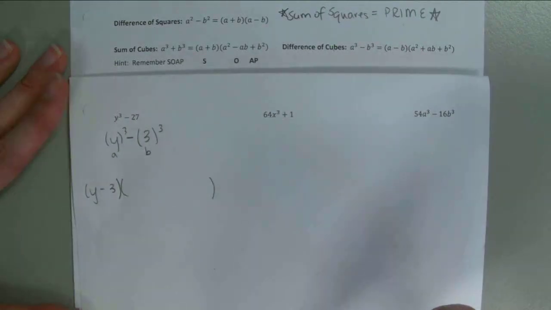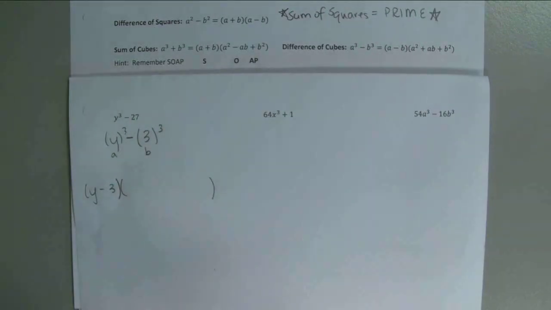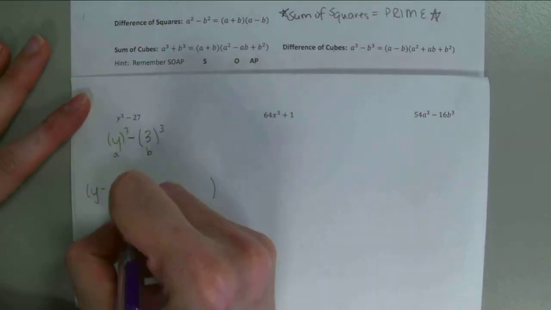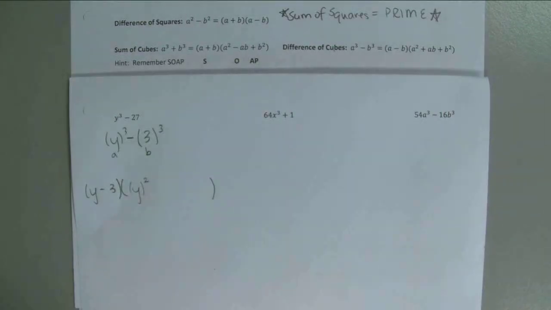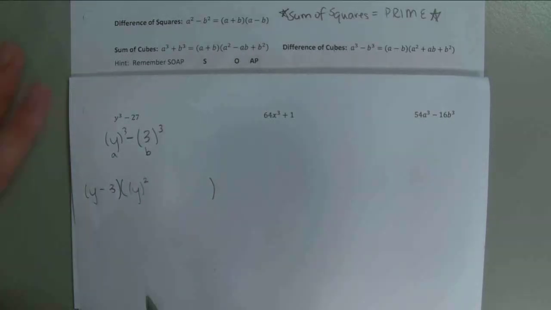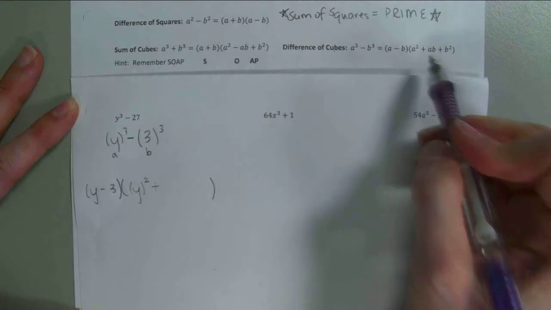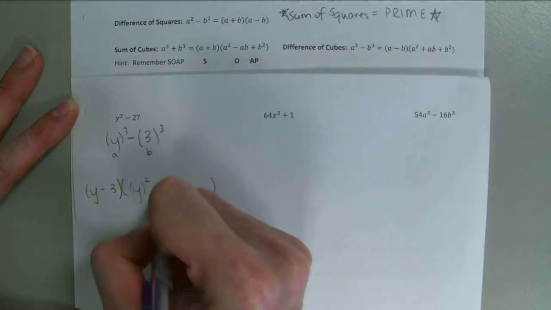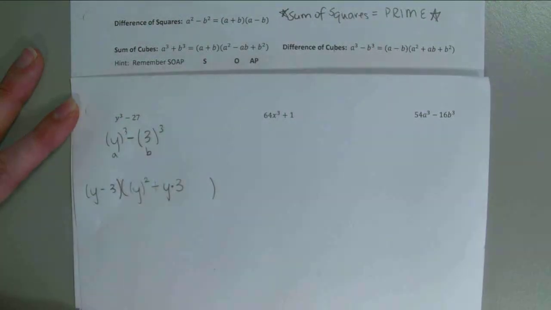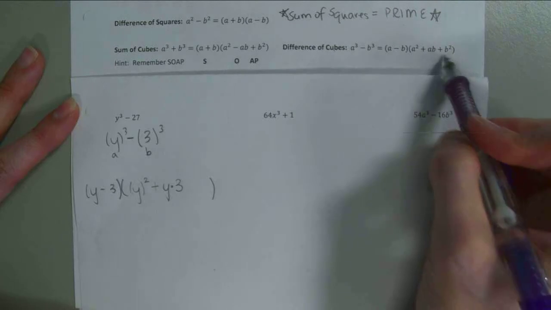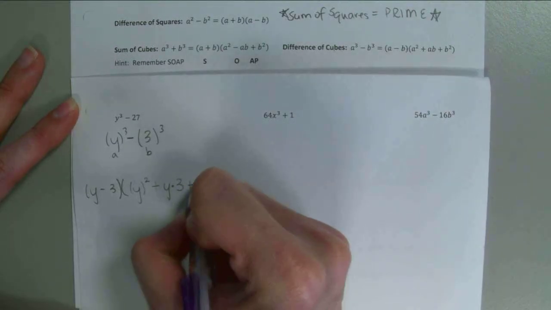The next part of the formula says take A and square it. So in this case, we take y and square it. And again, I'm putting parentheses because they're there when I need them. Then the opposite sign is a plus, and then you need A times B, so y times 3. And last but not least, B squared is always positive, so I put a plus, and B squared is just 3 squared.